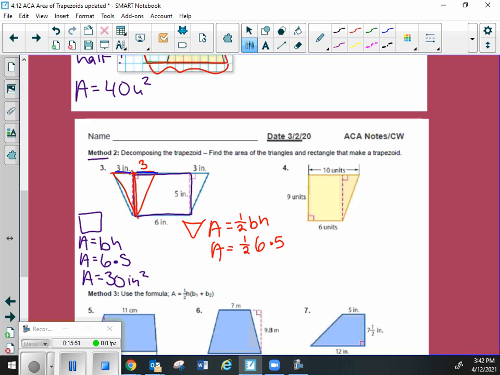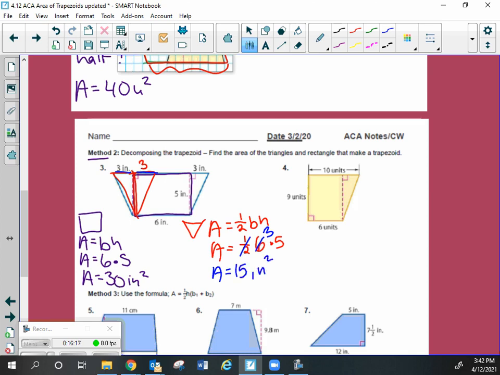I could do half of the six, whatever floats your boat, because when I take half of six, that gives me three, and three times five is 15, which is exactly what Matt said. So whichever one works for you, I personally like getting rid of a fraction first. I like doing half of six, scratching the six out and replacing it with three, and then I'm going to put the area is equal to 15.